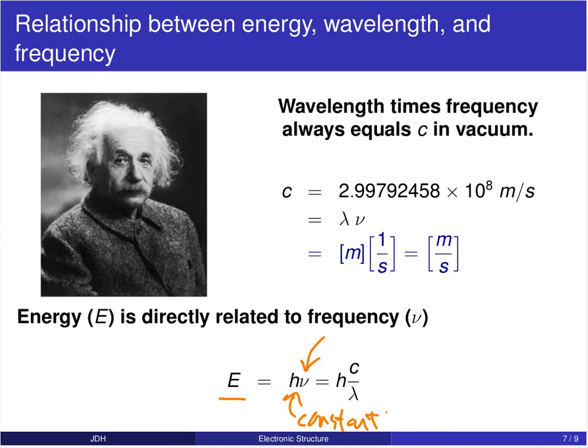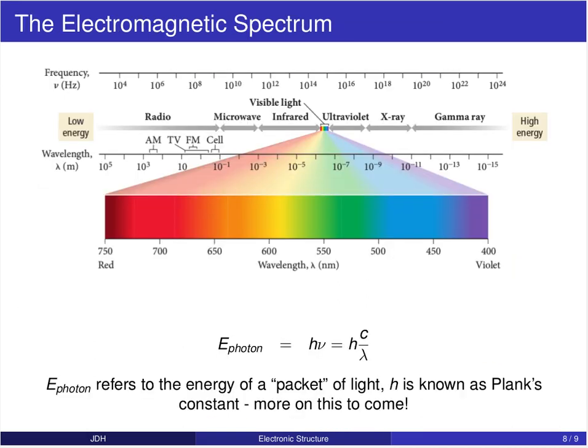And so given the relationship up here, c equals lambda times the frequency, we can solve this equation for frequency, and we can see frequency is going to be equal to c over lambda, and we can use that to obtain another form of this energy expression, which allows us to predict the energy given a certain wavelength of electromagnetic radiation.